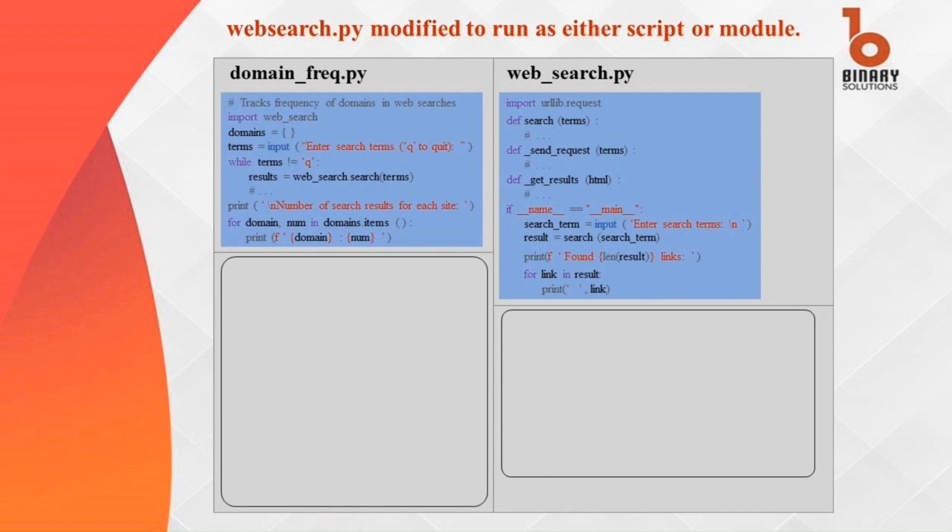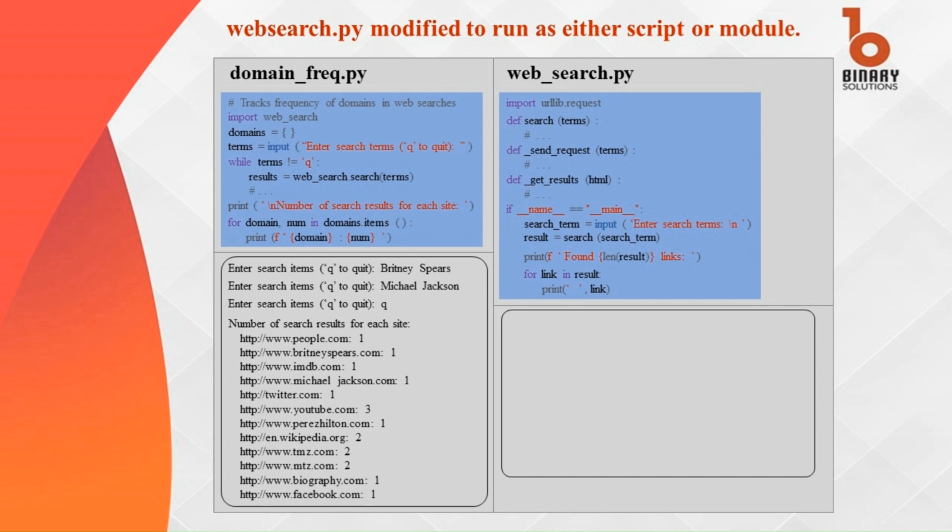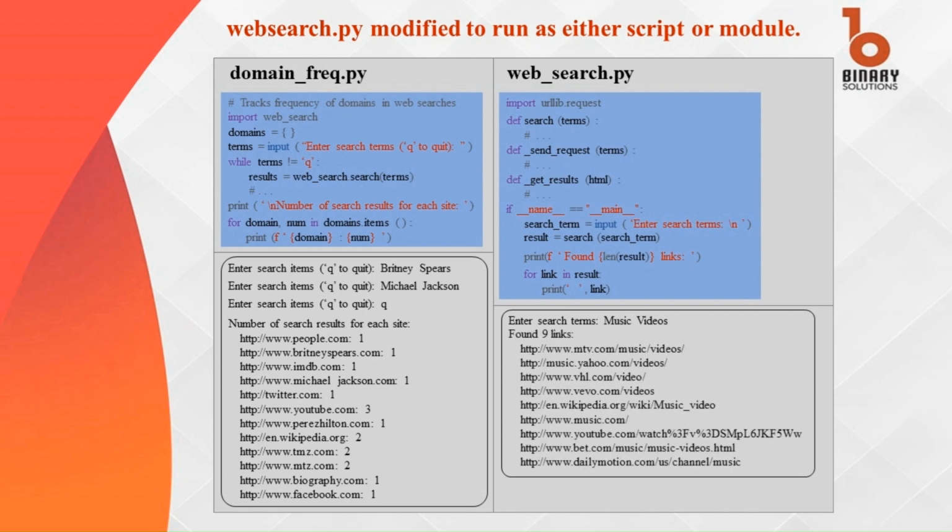The output of domain_freq.py displays the frequency of domains across all user searches, while the direct execution of web-search.py shows the search results for a single query, such as music videos, listing links found for that term. This modular approach provides flexibility and prevents unintended behavior.